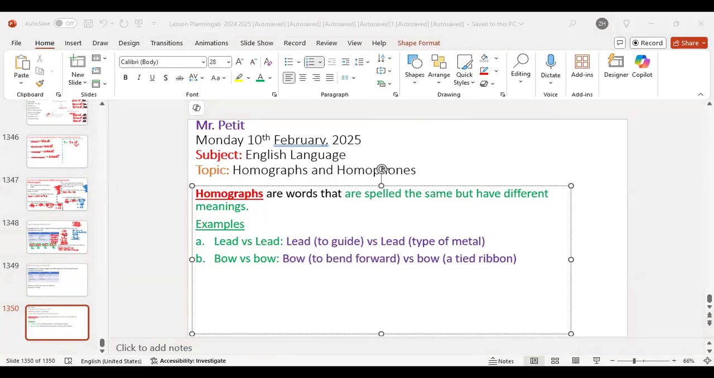Mr. Petty, a boat also has a bow. Say it again. A boat also has a bow. Oh, really? What is that? It's like the front of the boat, I think. Okay. It's the front of the ship.